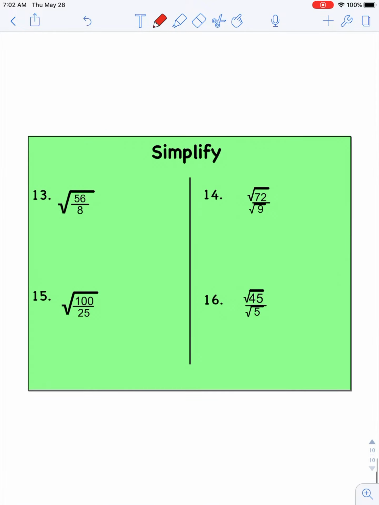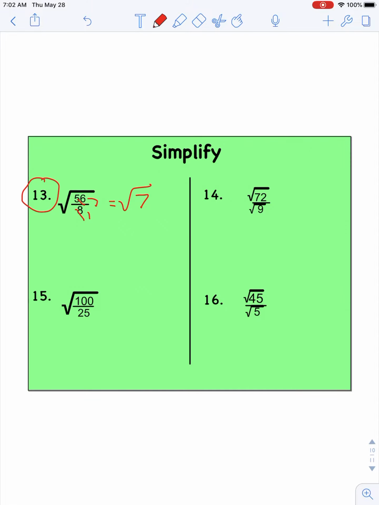So, in number 13 right here, neither of those numbers are perfect squares. Look at your list. Keep looking at your list, okay? But I can reduce it. I know at least 8 times 7 is actually 56. So I can actually reduce this. This goes in here once, this goes in here 7 times. So this ends up to be the square root of 7. We can't simplify that anymore, so we just leave it.